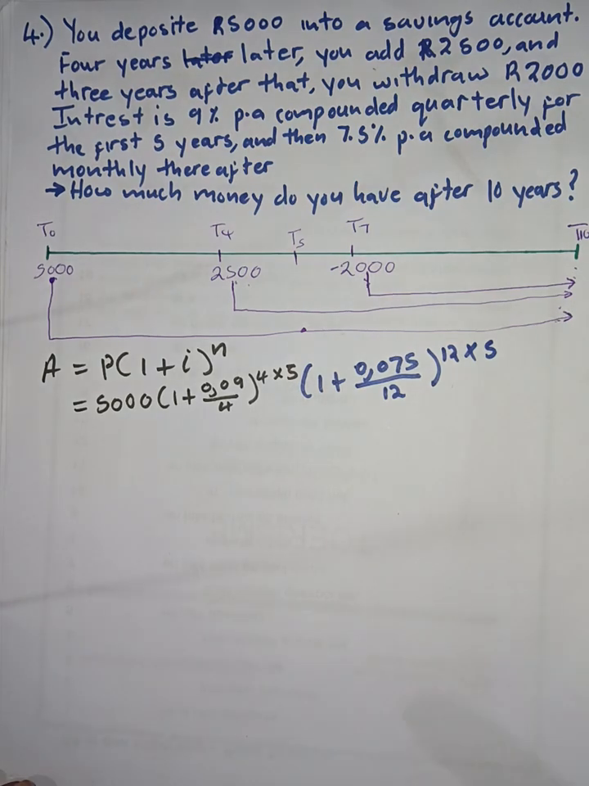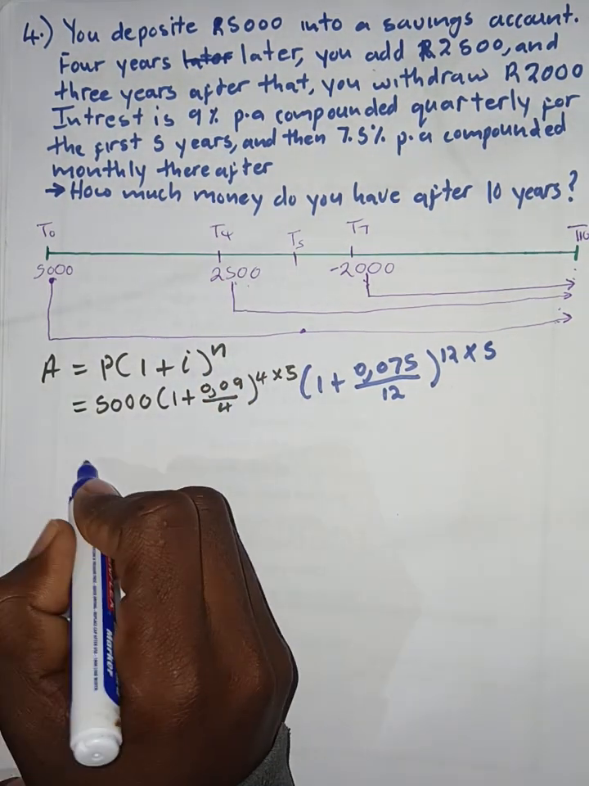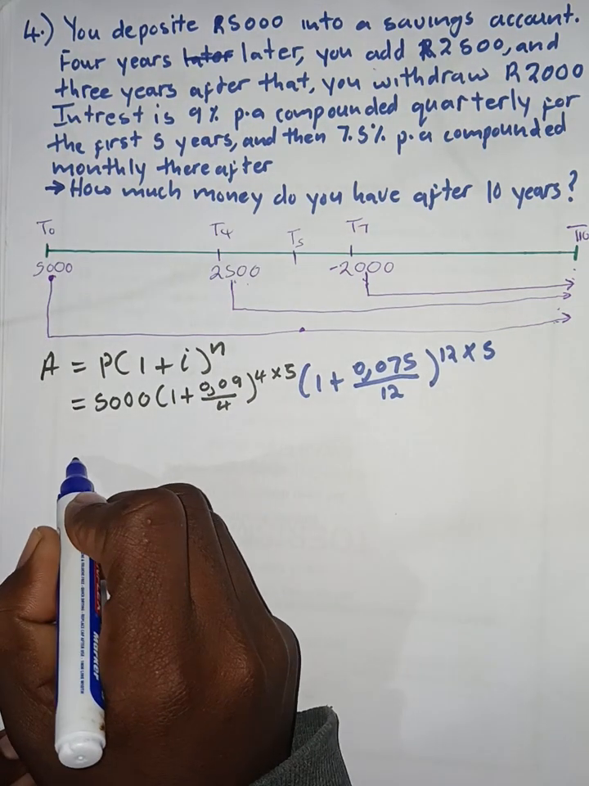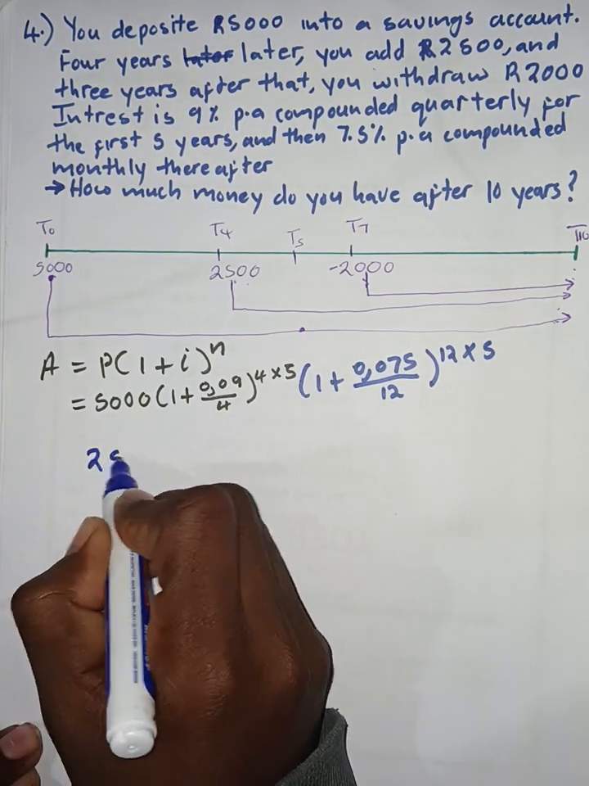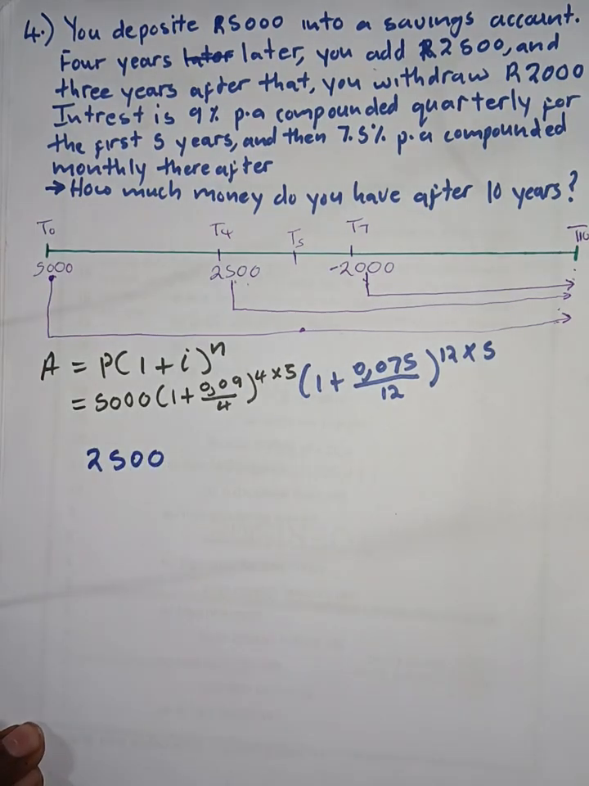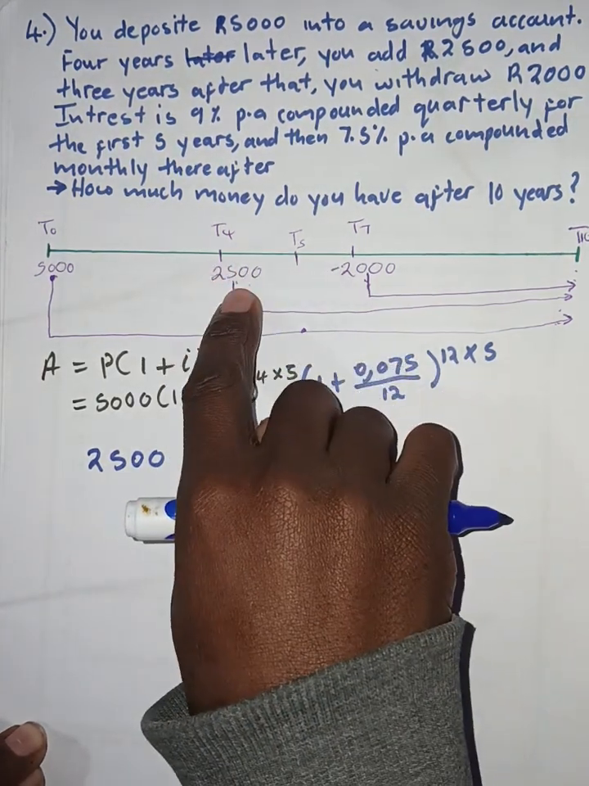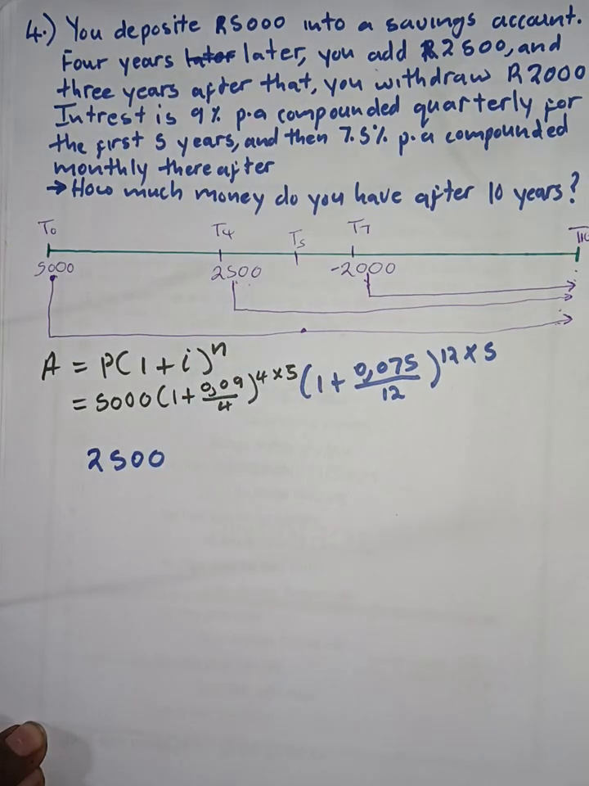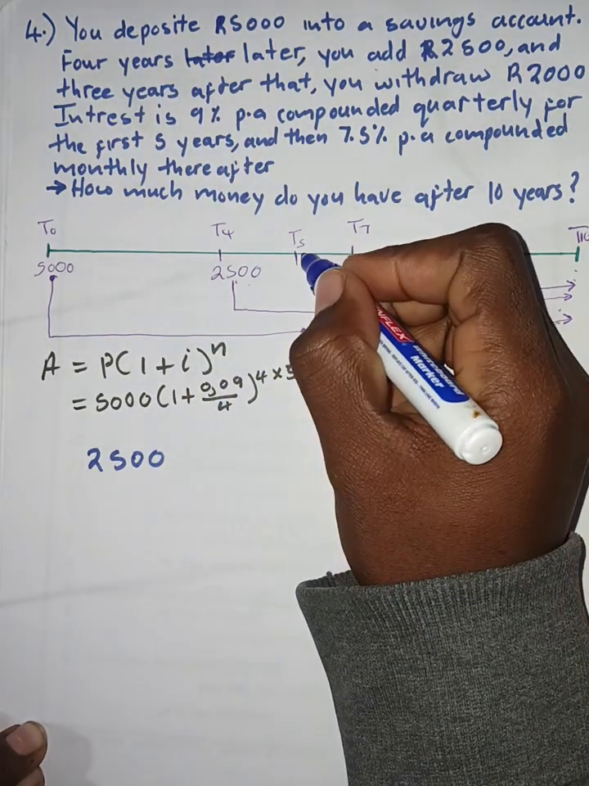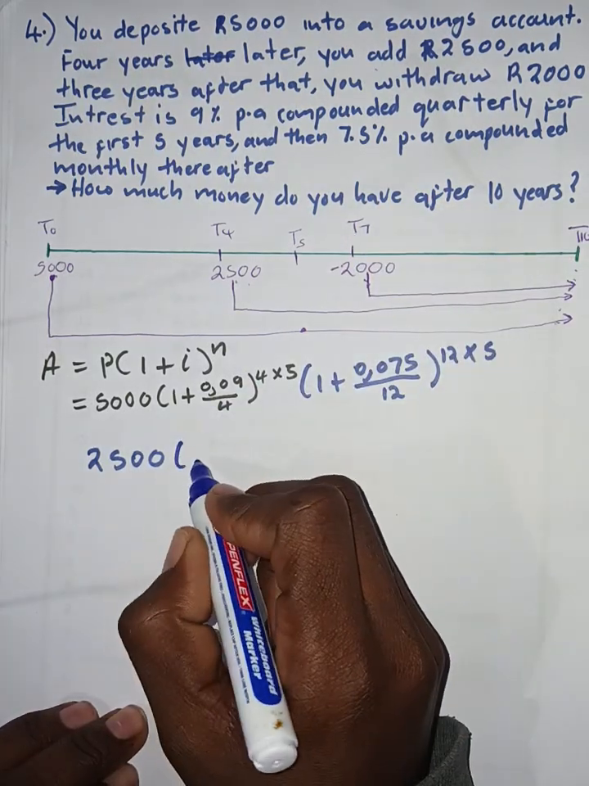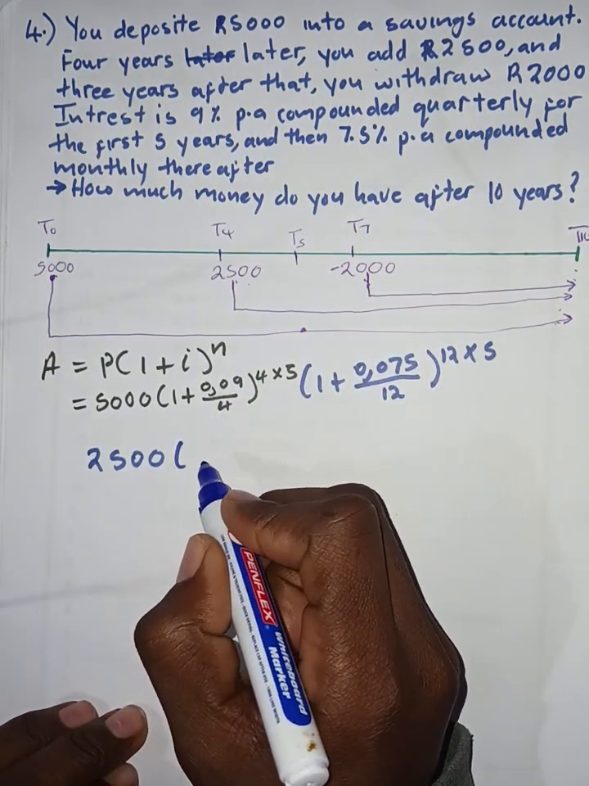And then I'm going to do the same thing with that 2.5. So I'm going to take 2.5, and then I'm going to find out how much it will be worth at T5. Now remember, of course, that the 2.5 would only be in the account for 1 year, right before the interest changes. So that amount would earn interest for 1 year.